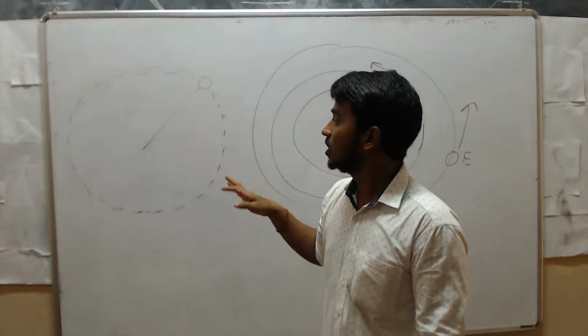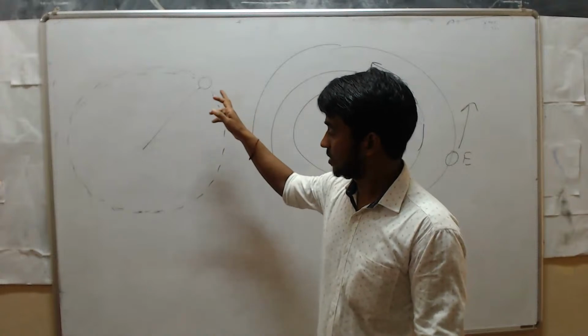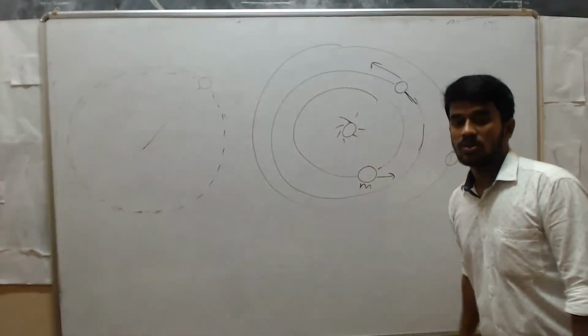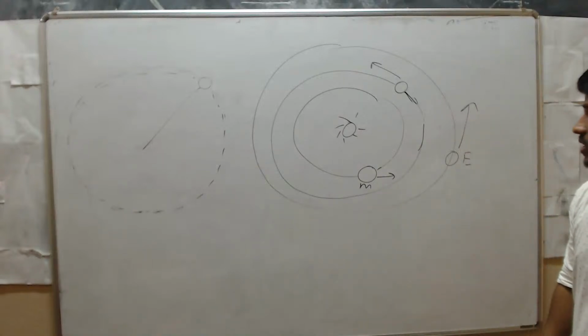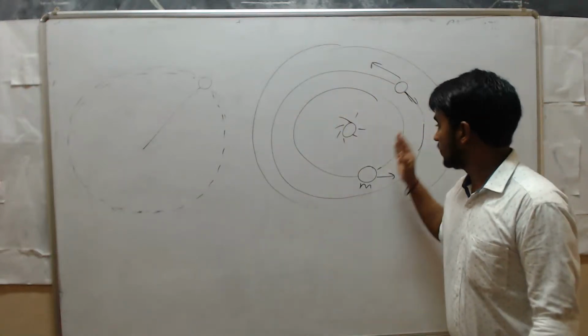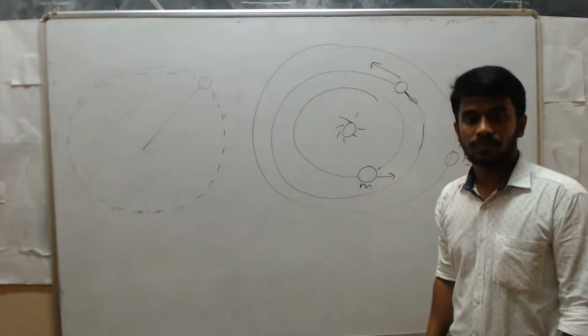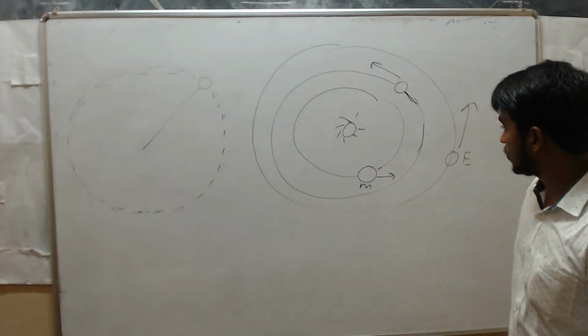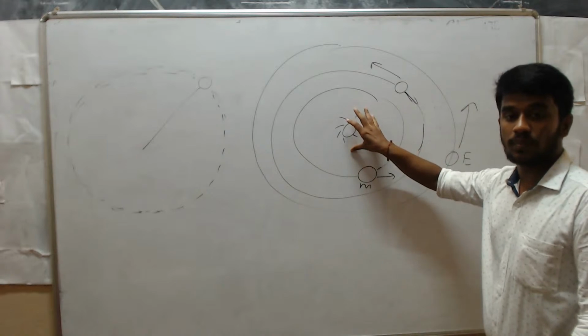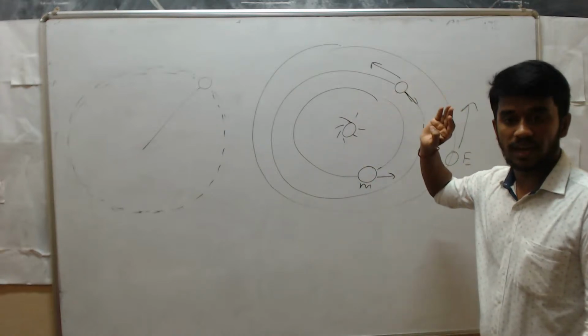That force which keeps the stone moving in a circular path. Here also it is the same. Due to the gravitational force from the sun, that gravitational force keeps the planets in a circular path. They won't be attracted towards the sun. If there is no force, maybe they'll attract. Because now, when you remove the sun, what will happen? They'll move in a straight line.